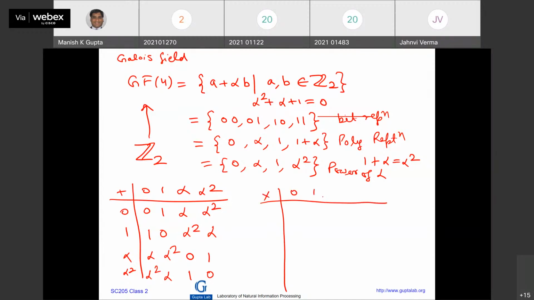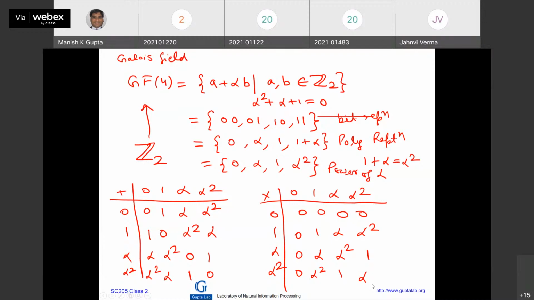With respect to multiplication, the elements are 0, 1, alpha, alpha square. The row and column of 0 are all 0. Alpha into 1 is alpha, alpha into alpha is alpha square, and alpha into alpha square is alpha cube, which is 1, as you saw. Then alpha square into alpha is alpha cube, which is 1, and alpha square into alpha square is alpha raised to power 4, which is alpha into alpha cube, so it is alpha.